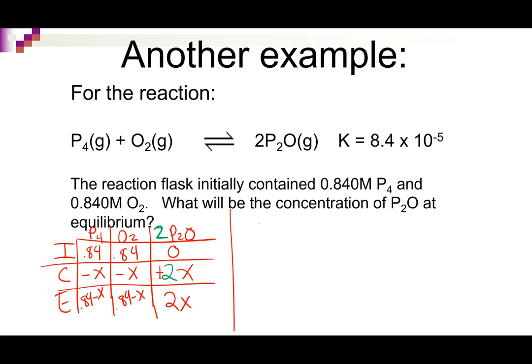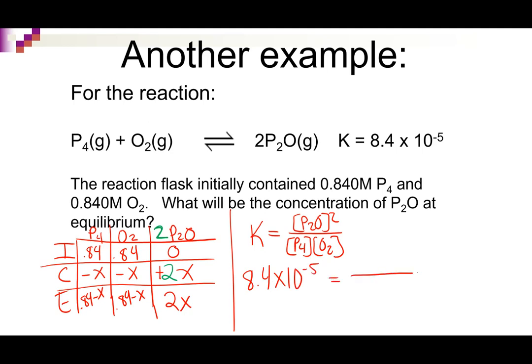All right, now our equation for K. So K equals concentration of our products over the concentration of our reactants. And plug in what we know. 8.4 times 10 to the negative 5th equals, on the top, we're going to have 2x squared. On the bottom, we're going to have 0.84 minus x, 0.84 minus x.